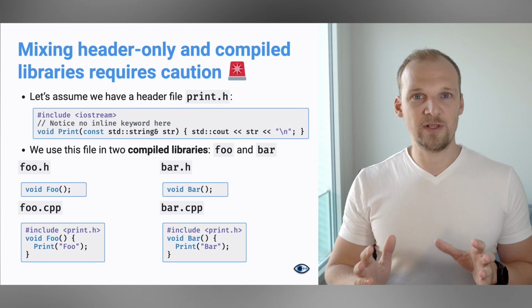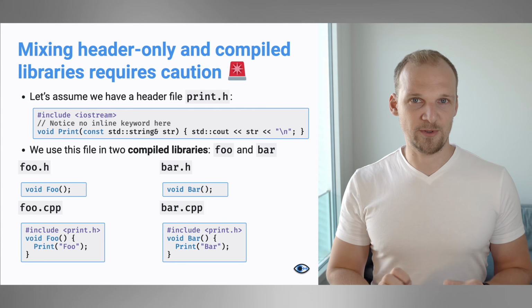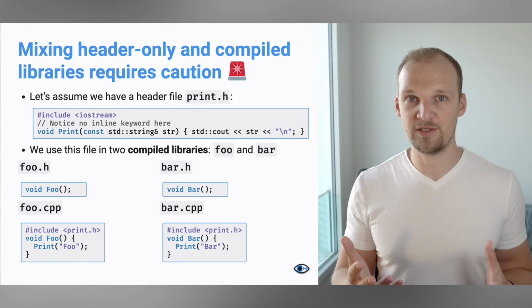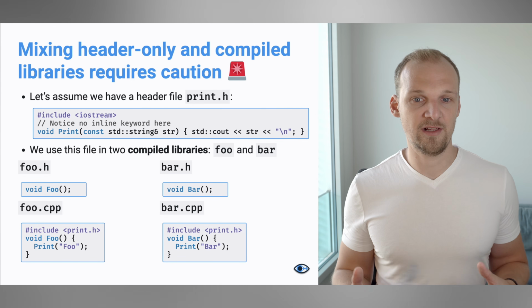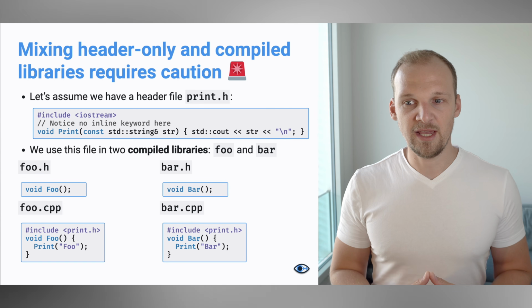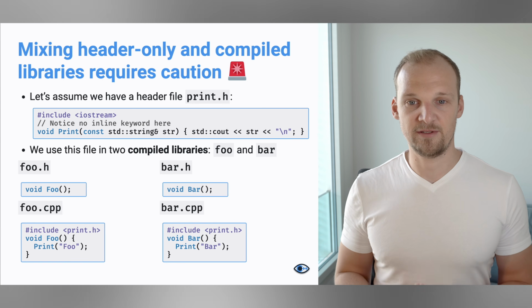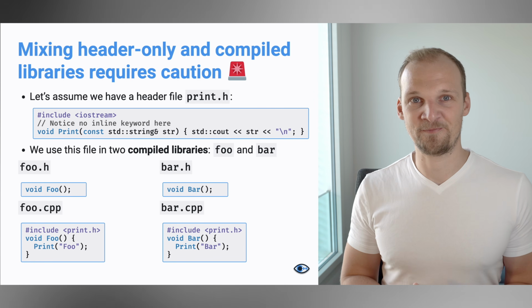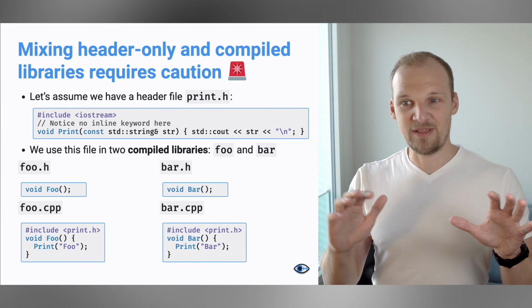I will have a very simple example just to showcase what happens here. Let's say we have this header file print.h, and this header file basically includes the iostream, and it can print any string that you pass to it. Again, if you don't know what an iostream is, I have a lecture about this too. Cool. So this is all it does.